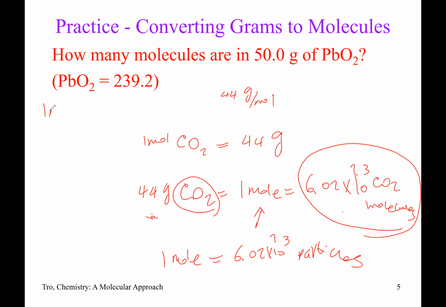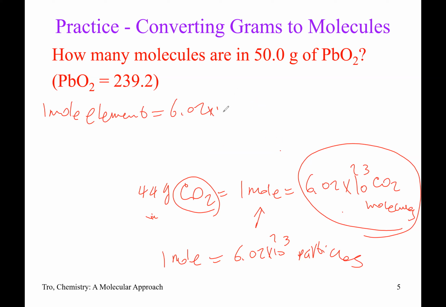1 mole of element equals 6.02 times 10 to 23 atoms. 1 mole of compound equals 6.02 times 10 to 23 molecules. And you would use that 1 mole of element when you want to convert the atoms, like you were talking about the oxygen.